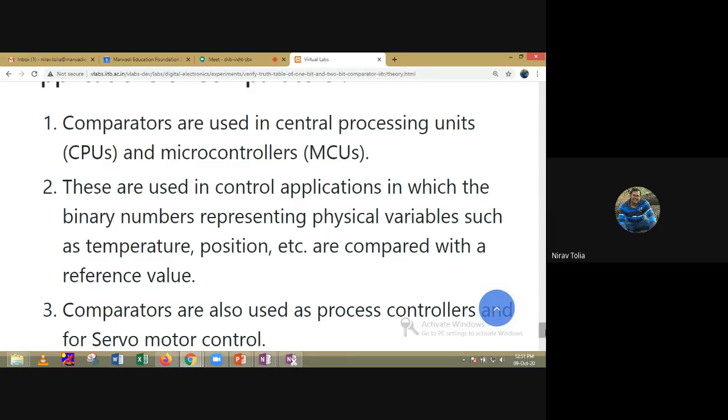So the comparator is also used to compare physical variables like temperature and position for control applications. For controlling we use the comparators. Okay.